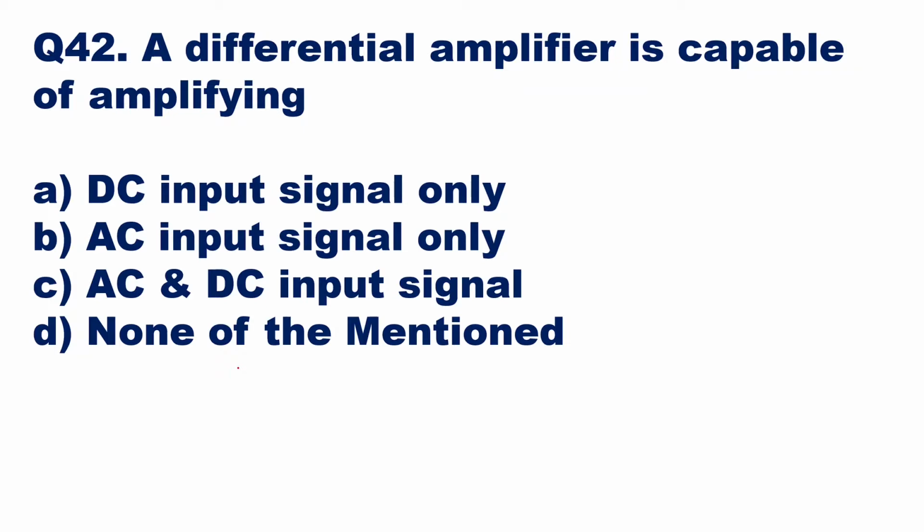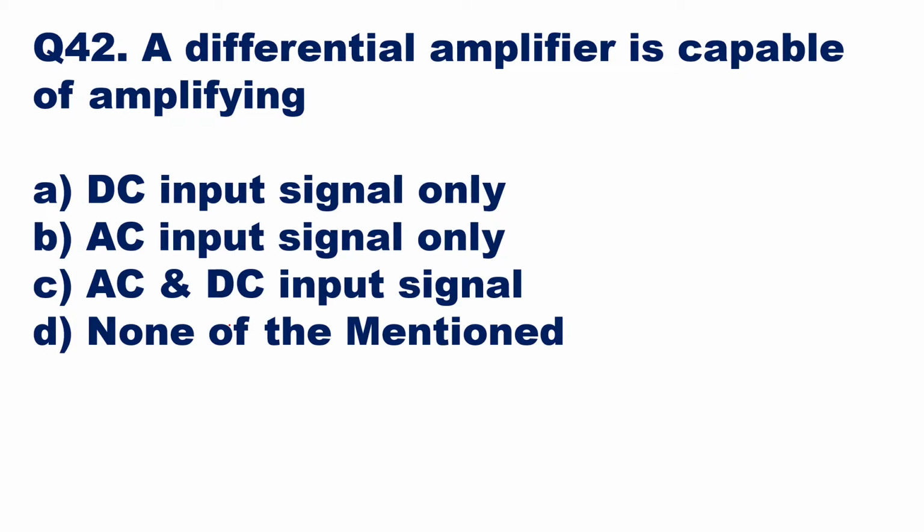If there is a capacitor, we say it can pass AC and block DC. But in this case, because it is a direct coupling, there is no capacitor, it is a direct connection. So there is no chance of blocking any low frequency or DC. That is why a differential amplifier can amplify both types of inputs, whether the input is AC or DC. So option C will be the right answer: AC and DC input signals. A differential amplifier is capable of amplifying AC and DC input signals. So option C will be the right answer here.